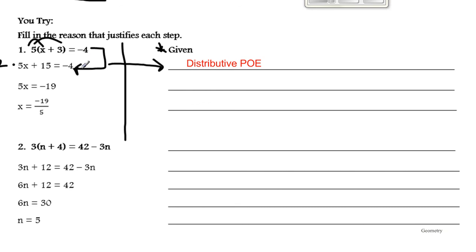How do I get from 5x plus 15 equals -4 to this next step, 5x equals -19? Tell me by writing it here. Okay, and that's going to be your subtraction property of equality, because I would have subtracted 15 from both sides of my equation. 15 minus 15 is 0, so that's why we're left with 0 here. -4 minus 15 is a -19.